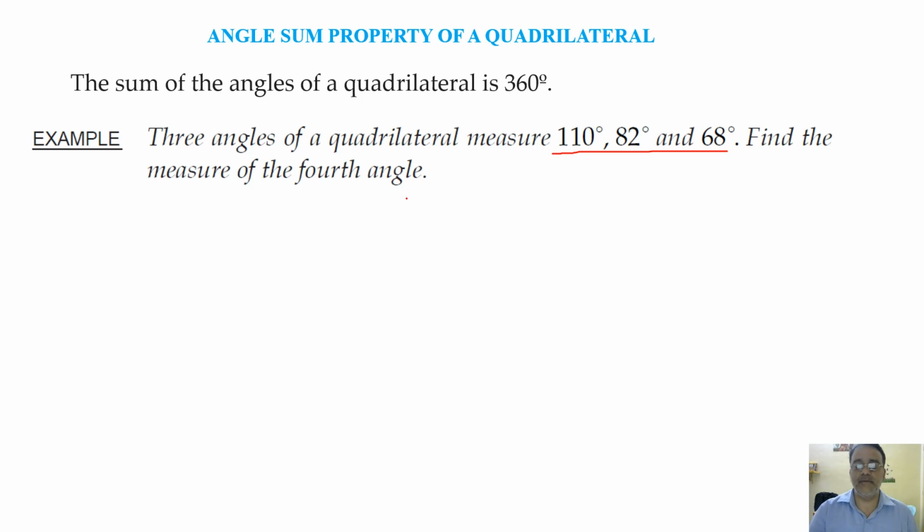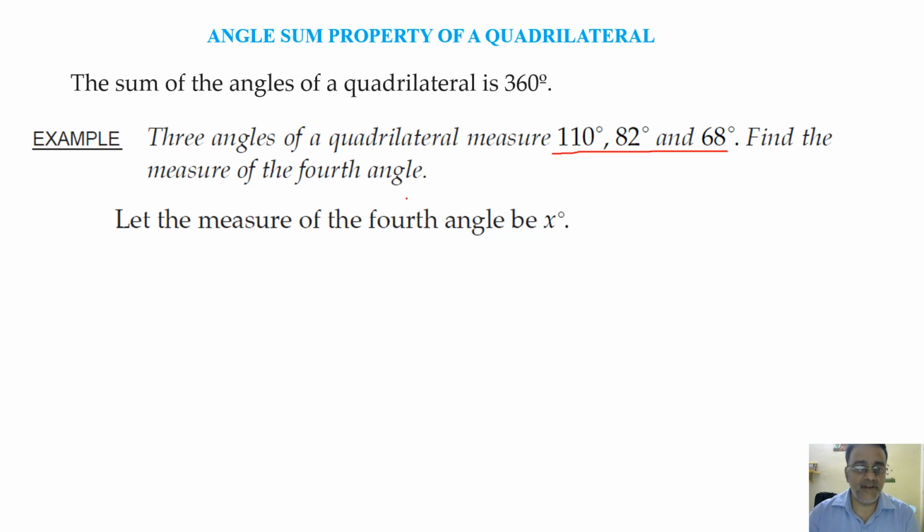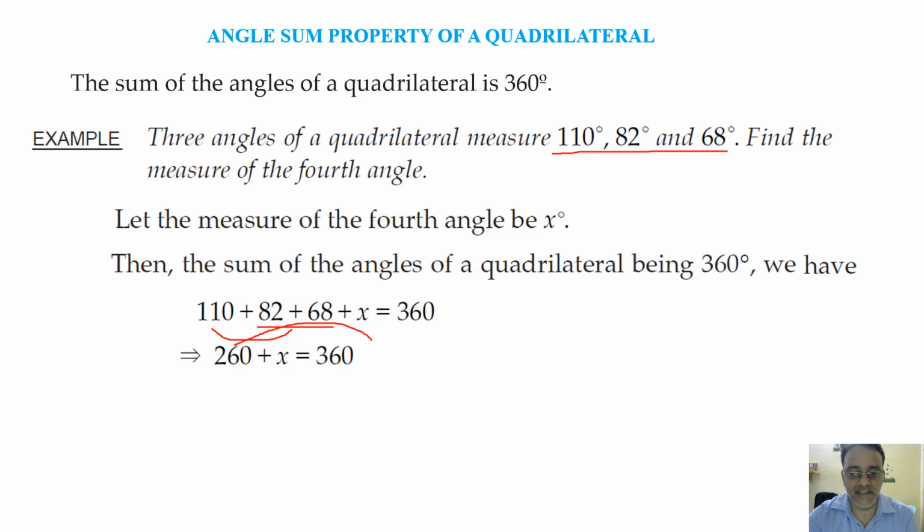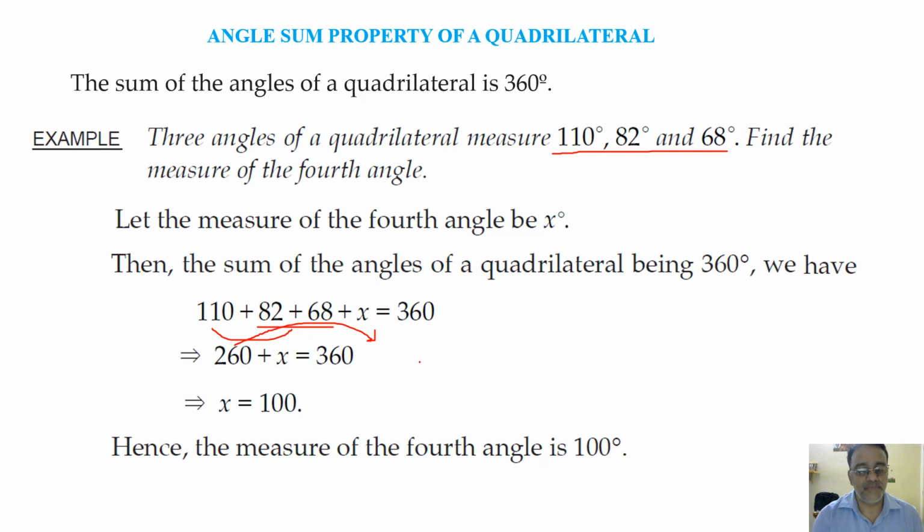So let the fourth angle be x, okay, and we know that the sum of the interior angles of a quadrilateral is equal to 360 degrees. That is the angle sum property of a quadrilateral. So 110 plus 82 plus 68 plus x is equal to 360. So the sum of these is 110 plus 150, 260, plus x is equal to 360. If we shift 260 to this side, it will become minus 260, and 360 minus 260 is 100. Hence, the measure of the fourth angle is equal to 100 degrees, right?